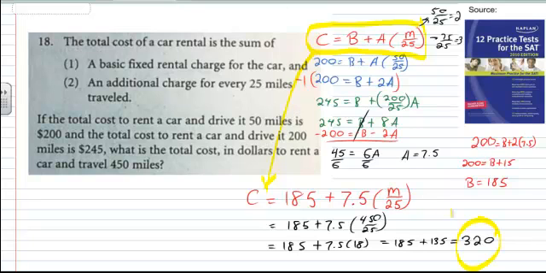There's another type of systems of equations problem that I like to call a comparative groupings problem.